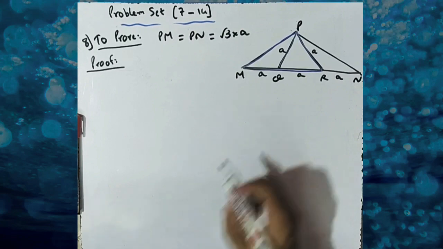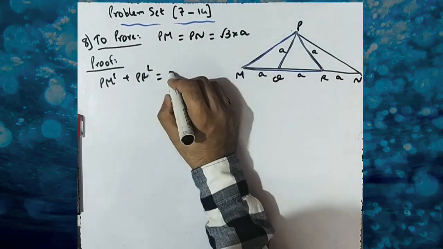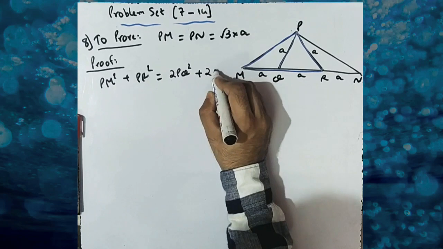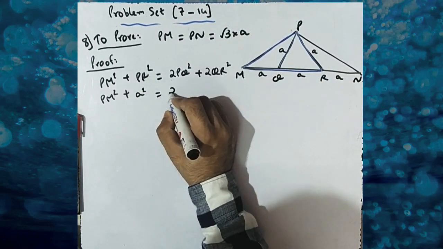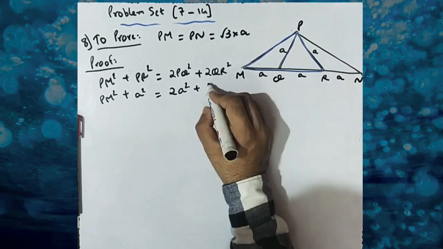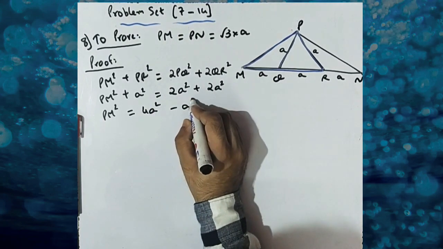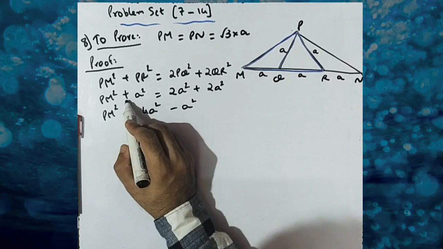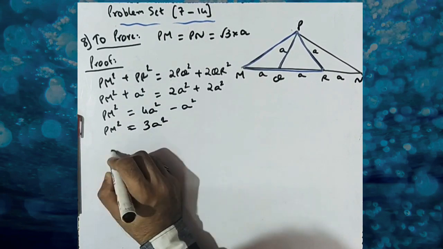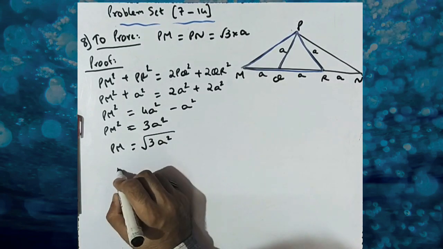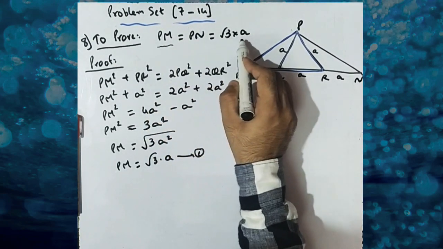Therefore, by Parallelogram theorem, we have PM square plus PR square is equal to 2PQ square plus 2QR square. Substituting the values, PM square plus A square, since PR is A, equals 2A square plus 2A square, that is 4A square. This A square will go on the other side and become minus A square. PM square is equal to 3A square. Square will become square root, so the result is √3A. Statement number 1: we have proved PM is equal to √3A.